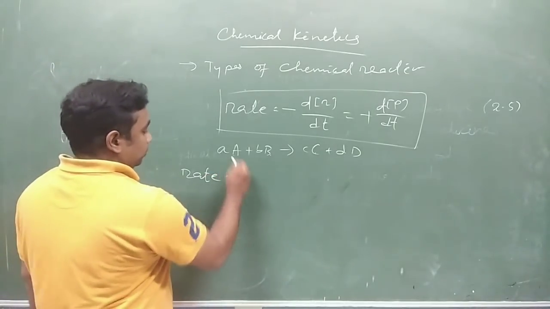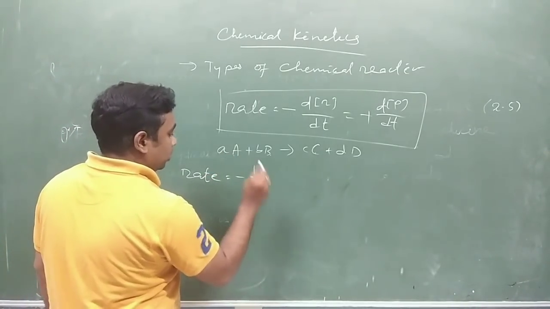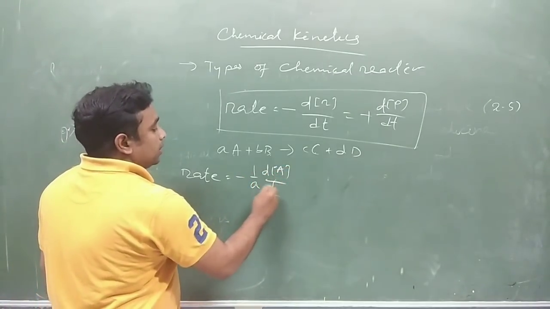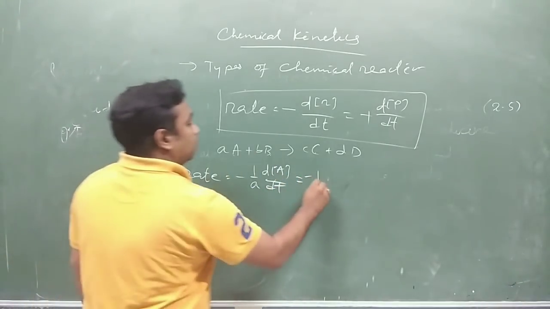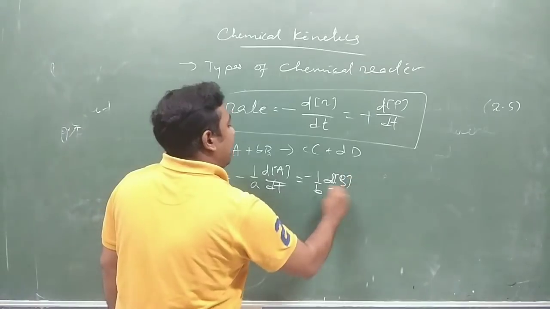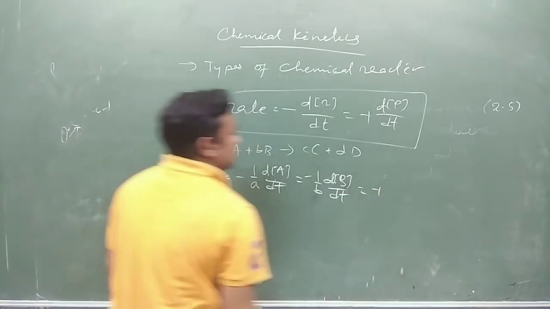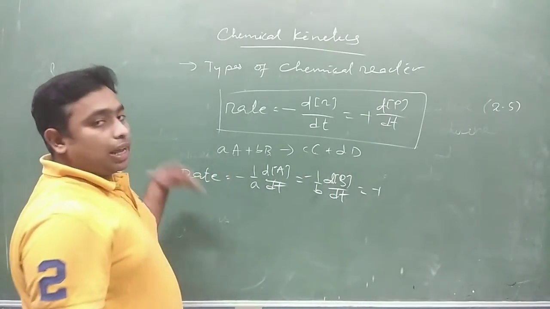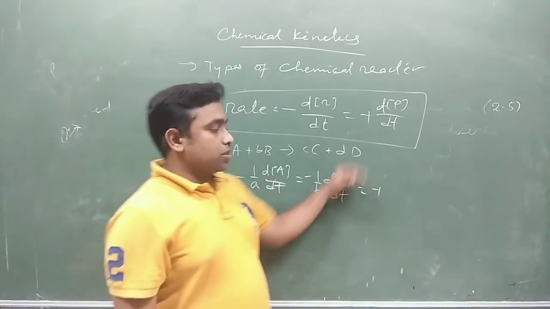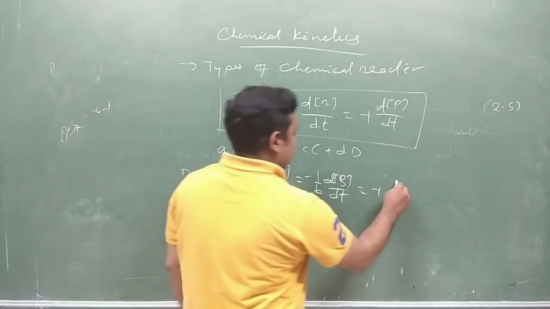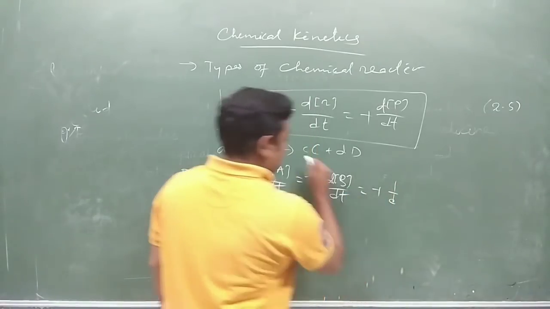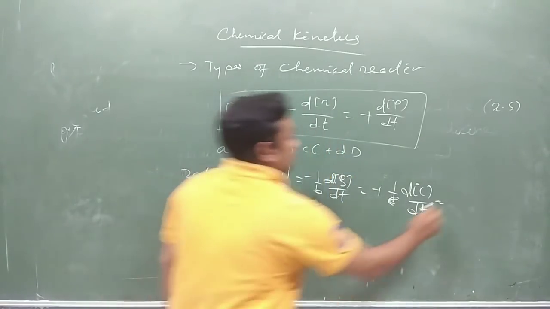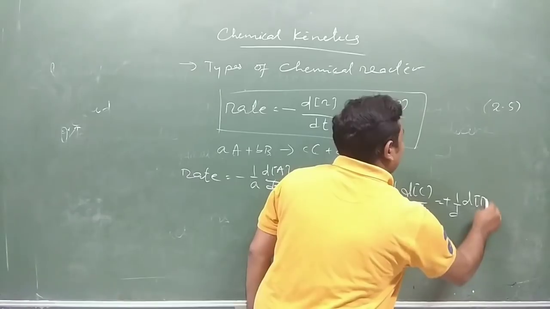Rate will be equal to minus the reciprocal of the stoichiometric coefficient: minus 1 by A, dA by dt. Similarly for this you will have minus 1 by B, dB by dt. For this plus, because it is in the product. Why is it minus? Because it is in the reactant. With time the reactant concentration decreases and product concentration increases. And here plus 1 by C, dC by dt. Similarly here plus 1 by D, dD upon dt.